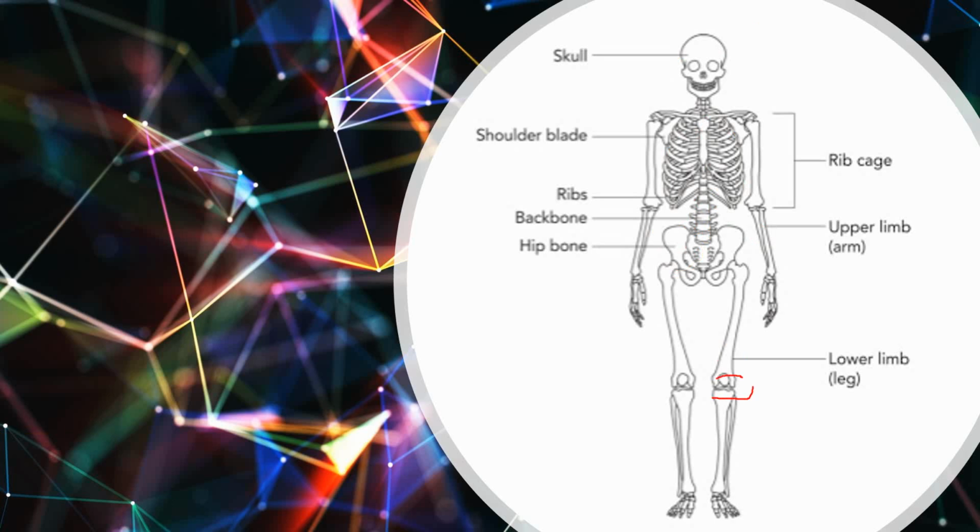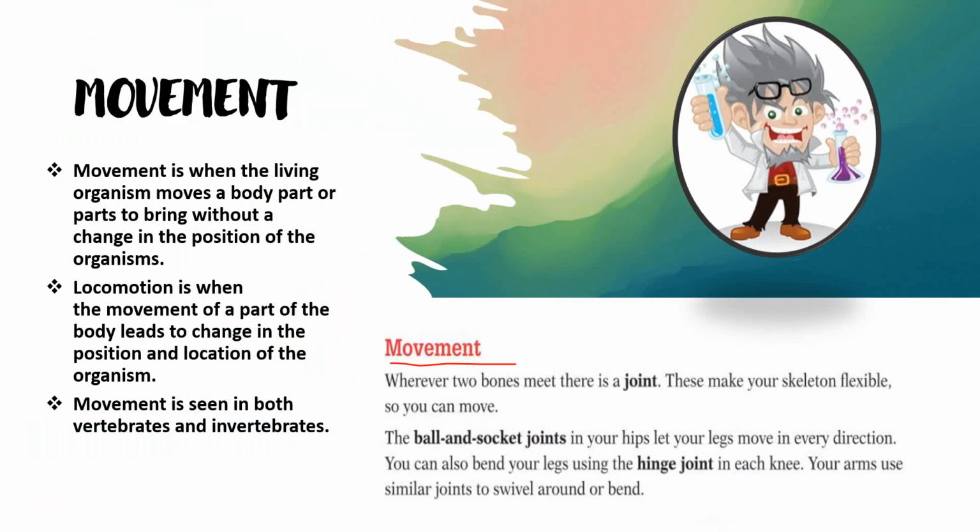By what? You may ask, by what? This is known as a joint. The joint connects both of the bones together. Now over here, joints make your skeleton flexible so you can move. When our joints move, it means we're moving, we're walking.